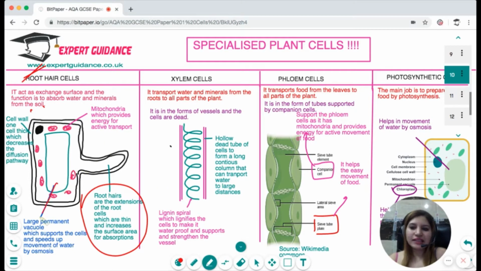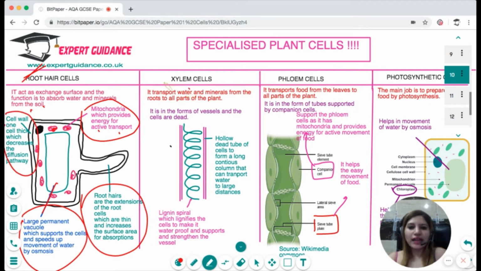Then it has a large permanent vacuole which supports the cell and speeds the movement of water by osmosis. At times, it's not just diffusion through which the water and minerals move. Active transport also happens. So for that, there are mitochondria inside the root hair cell, which provide the energy for active transport. It has a cell wall, and it is just one cell thick so that substances can easily diffuse and the diffusion pathway is reduced.